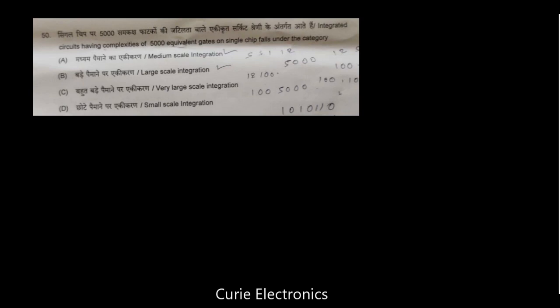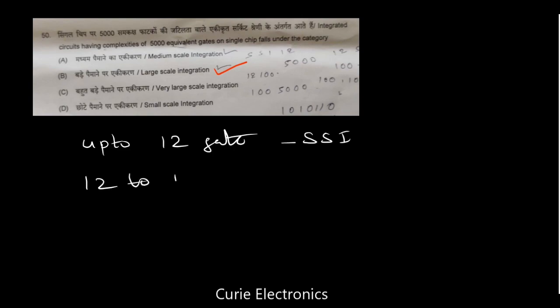A circuit having complexity of 5000 equivalent gates on a single chip falls under the category of large scale integration. Up to 12 gates we can say it is SSI, small scale integration. 12 to 100 it is MSI, medium scale integration. And 100 to, I think, 10,000 it is LSI. Above that, very large scale integration.